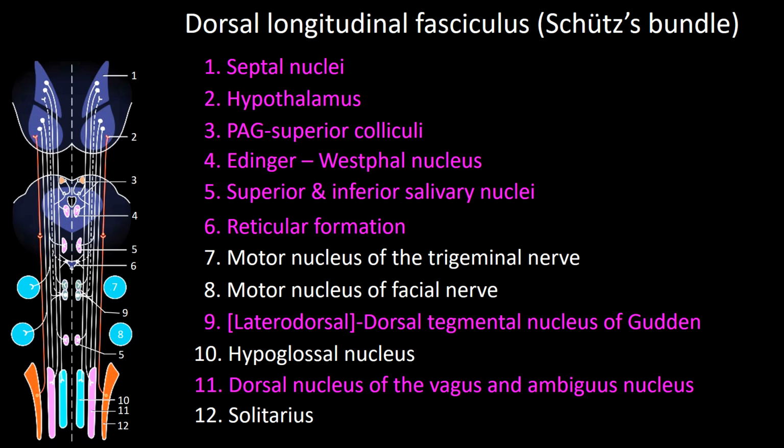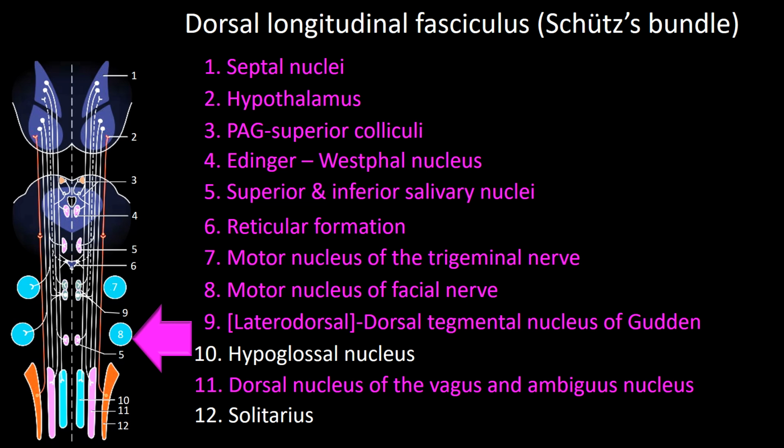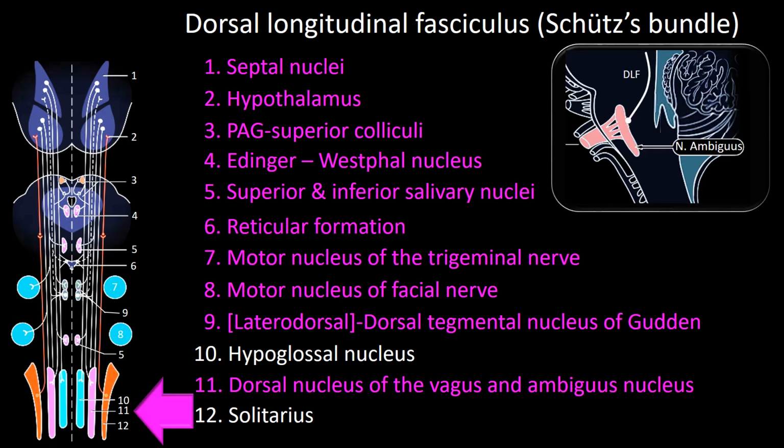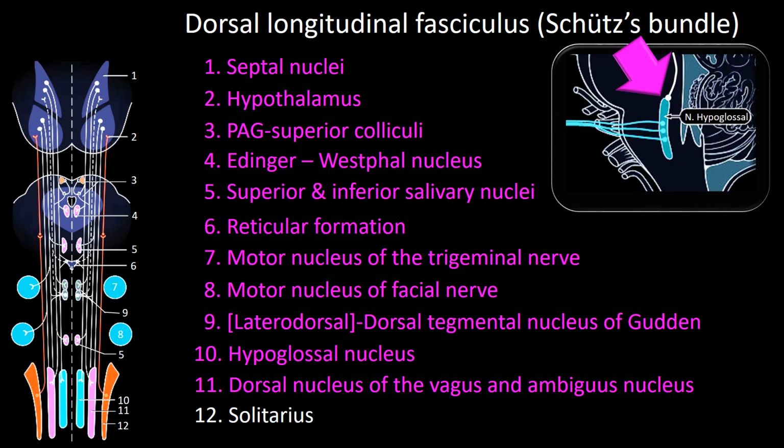In addition to innervating parasympathetic cranial nerve nuclei, the DLF also supplies 3 branchial cranial nerve motor nuclei: the motor nucleus of the trigeminal nerve, as illustrated here, the motor nucleus of the facial nerve, as illustrated here, and the ambiguus, as illustrated here. In addition to visceral motor and branchial motor nuclei, the DLF also innervates one somatic motor nucleus, the hypoglossal, as illustrated here.